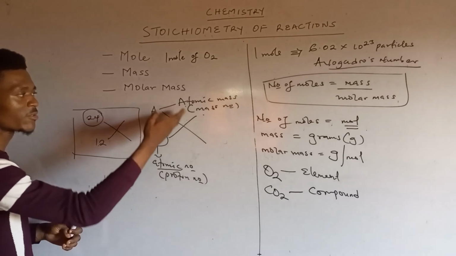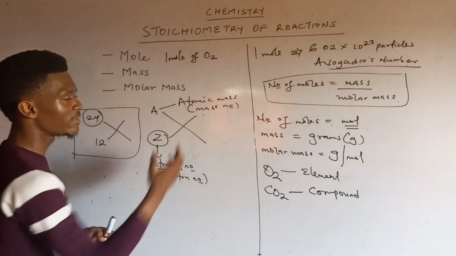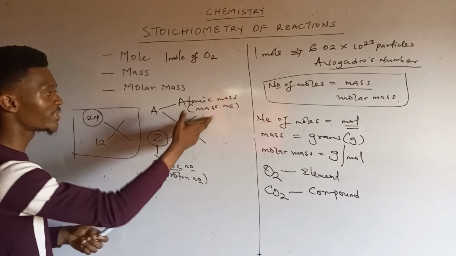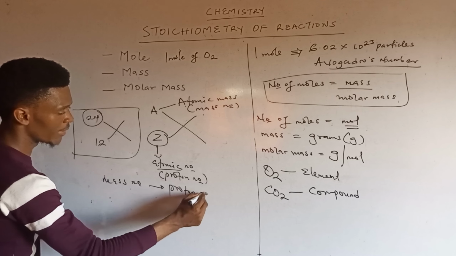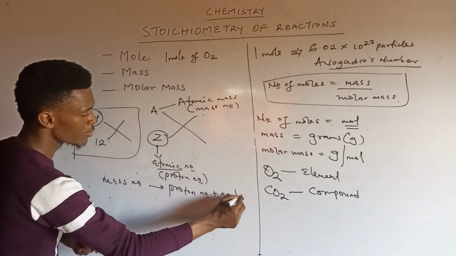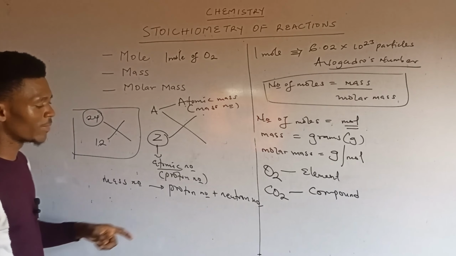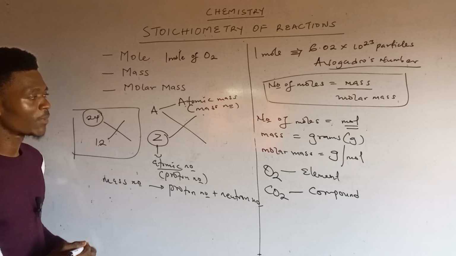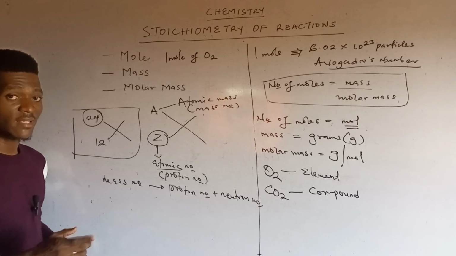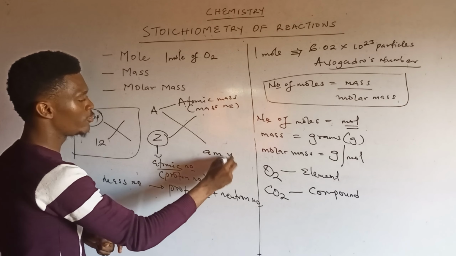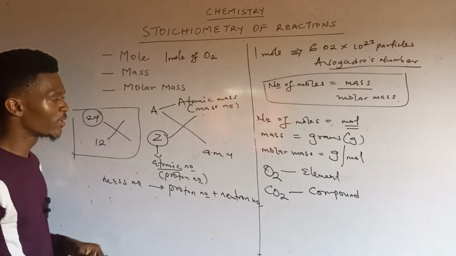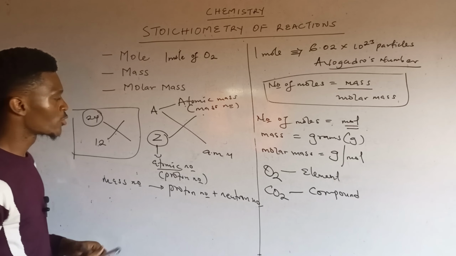But in terms of the discrepancy between both of them, mass number is simply an ordinary number. What makes up mass number is the summation of proton number plus neutron number. So when you sum up the proton number and the neutron number, it gives you the mass number. So it is an ordinary number without a unit. But in the case of atomic mass, it has a unit, and the unit of atomic mass is AMU, which is atomic mass unit.